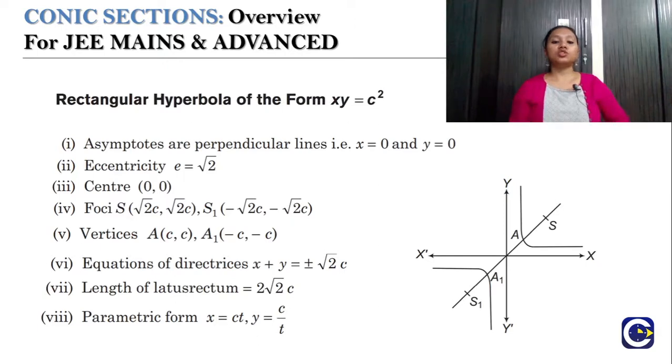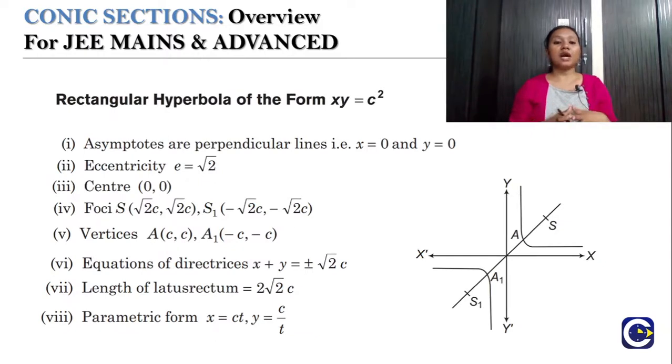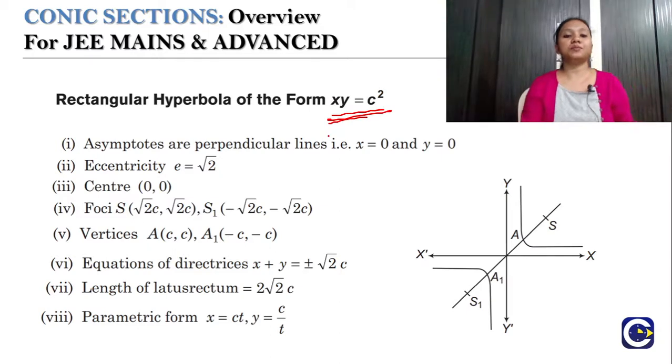So far I have discussed the rectangular hyperbola of the format x square by a square minus y square by a square. But now I have a different form of rectangular hyperbola, which is of the format xy is equal to c square. Just like how we have the regular hyperbola and the conjugate hyperbola in different forms, similarly the rectangular hyperbola will also have different forms. So now we are going to discuss another form of rectangular hyperbola, which is xy is equal to c square.